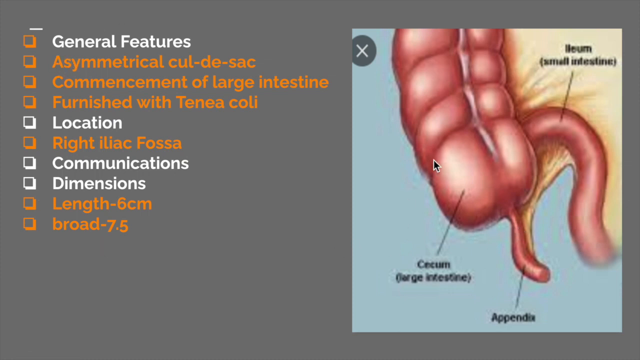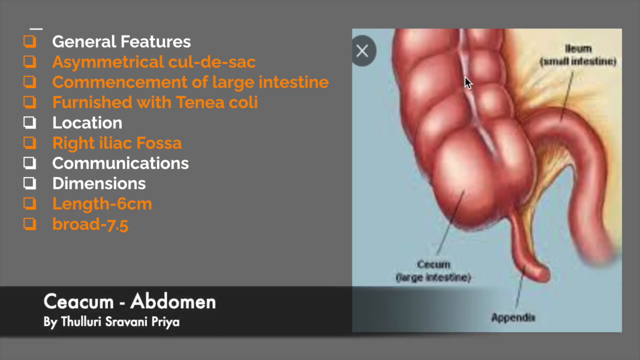See, this is the image of the Caecum, which is a large dilated sac. It is an asymmetrical cul-de-sac. Cul-de-sac means it is opened at one end and closed at the opposite end. The Caecum shows the commencement of the large intestine. Along with that, it is also furnished with the taenia coli, which is the special feature of the large intestine.